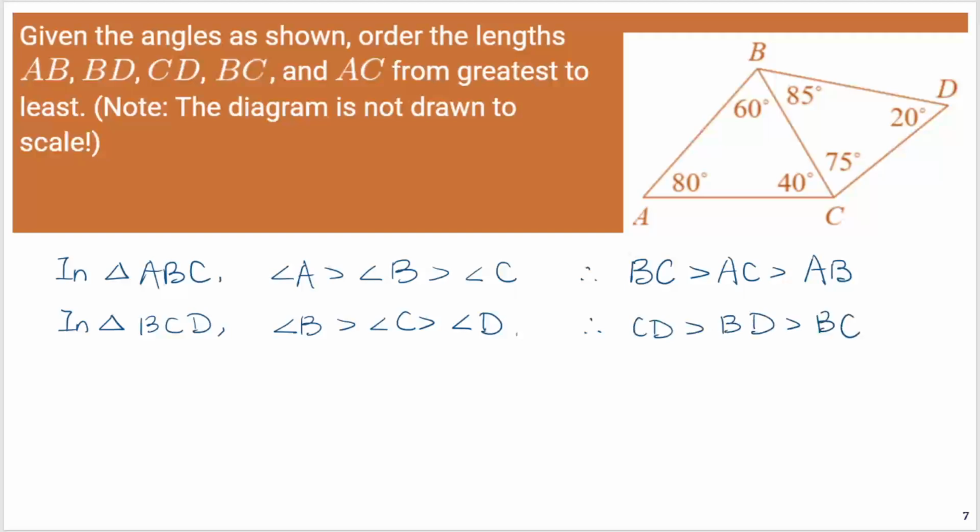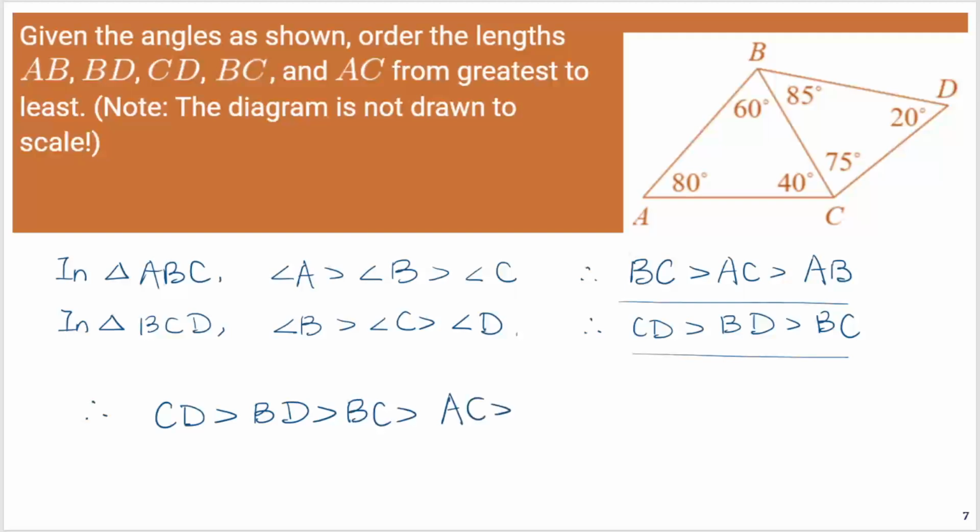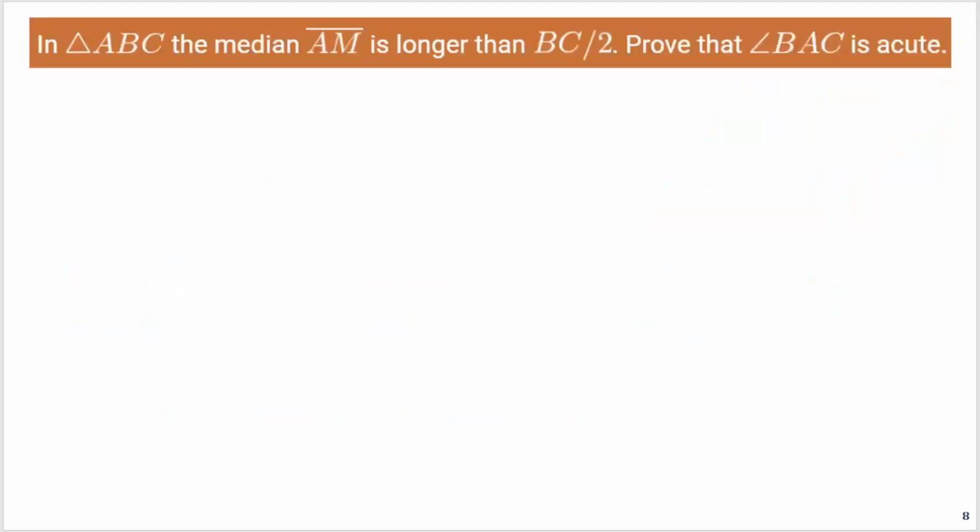And luckily, we can link them together. Therefore, we have CD is the largest one, followed by BD and BC, and we link them from here. BC is larger than AC, right? And AB is the shortest one. Did you get it? Any questions? Okay, if not, let's consider another practice.